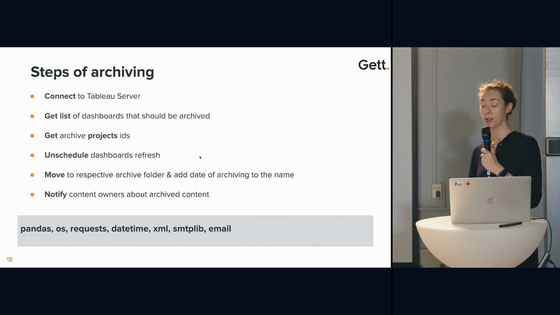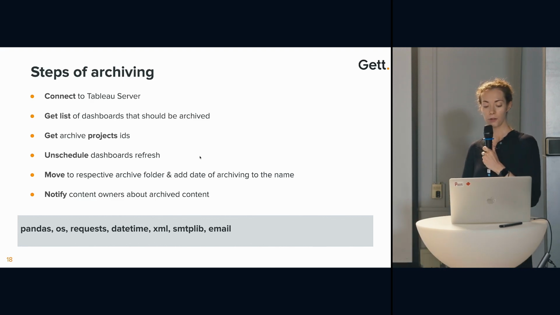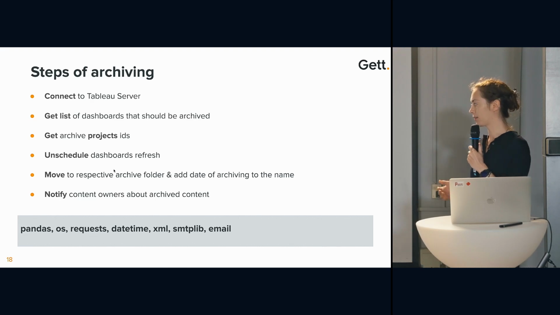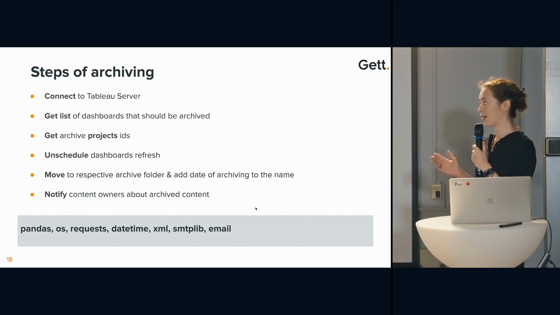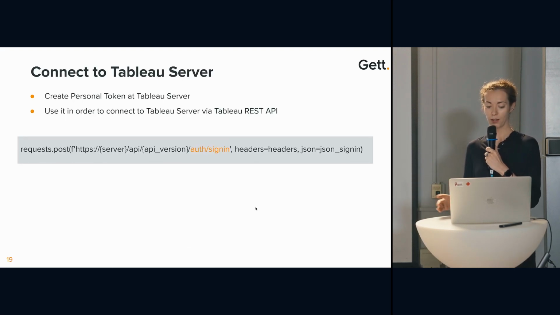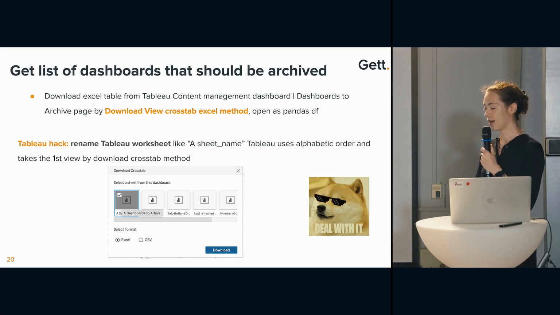And the last step, we notify our content owners about archived content. In order to realize this, we use these Python libraries, not rocket science, quite popular libraries. So let's look step by step. First step, we connect to Tableau Server. As a second step, we get the list of dashboards that should be archived.